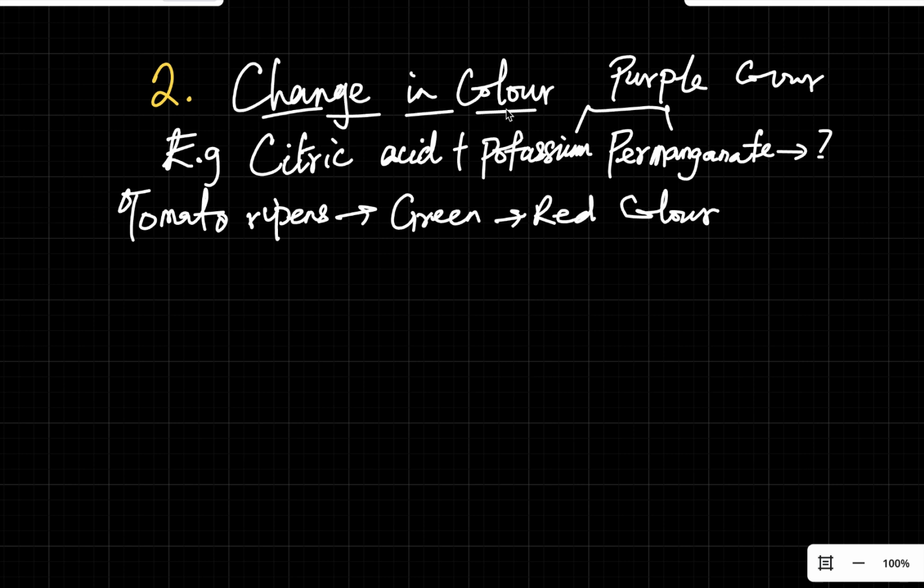Now let's talk about it very well. When we talk about change in color, it means the substance reacting produces a new substance with a different color. This is a direct sign that a chemical reaction has happened whenever I see that the color has changed.